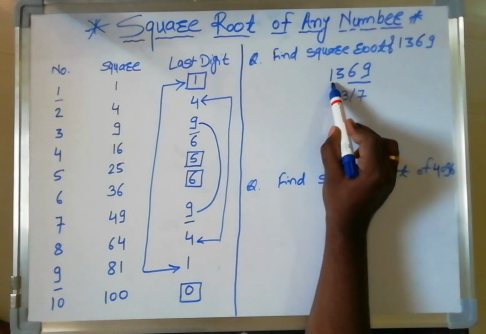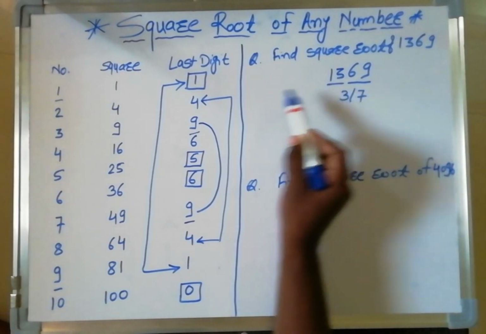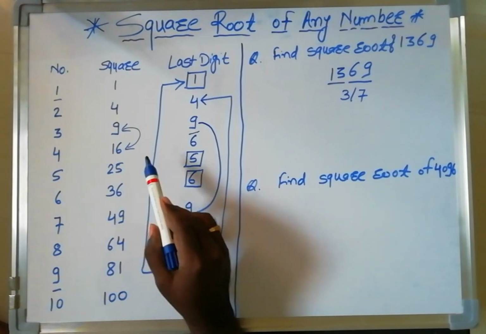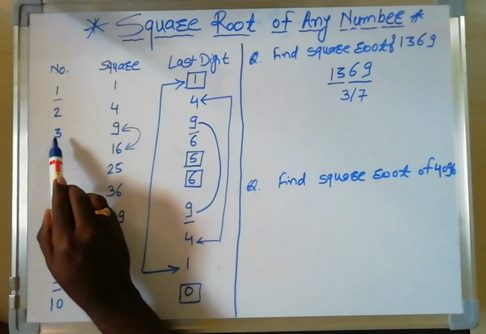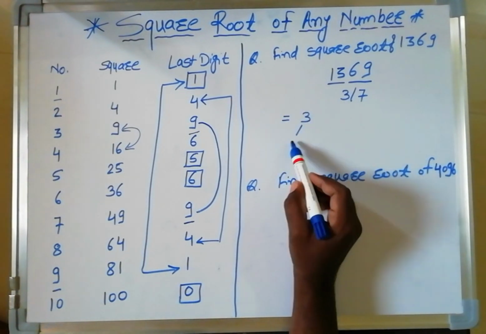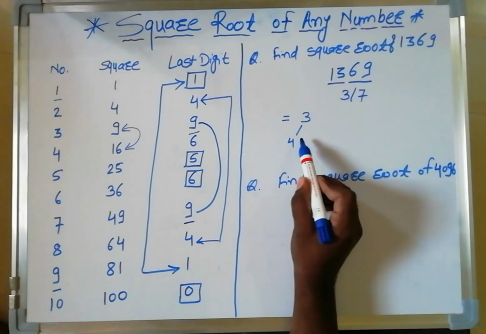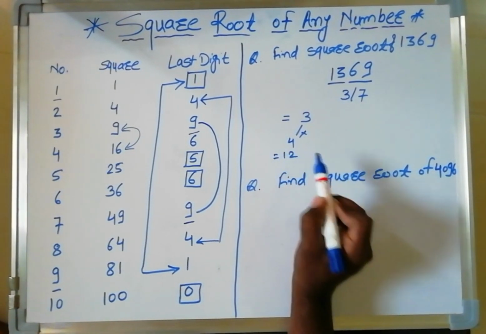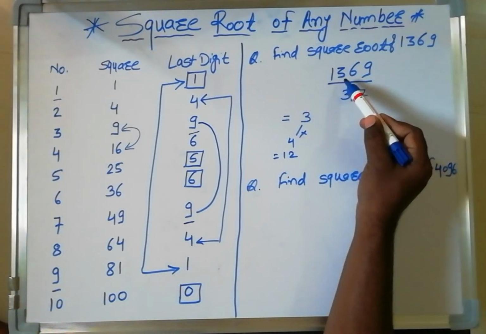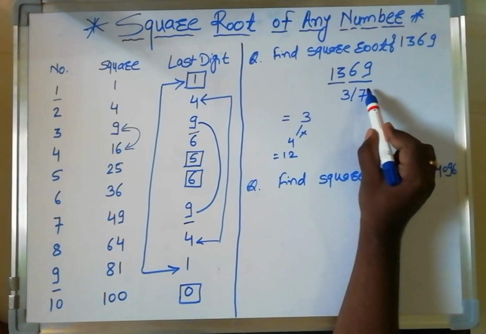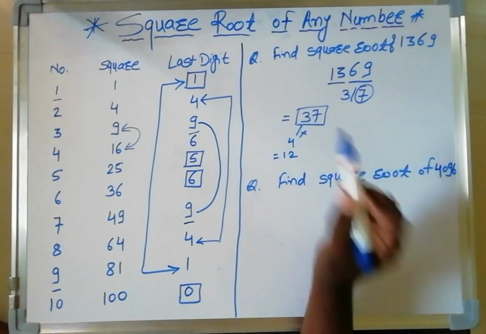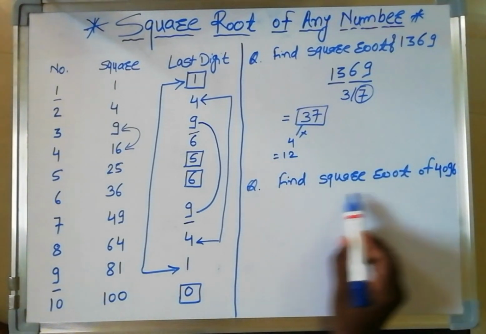Okay, now consider this 13. 13 comes in between 9 and 16. So take the smaller number, that is 9, whose square root is 3. Now the next number after 3 is 4, and the multiplication is 12. Now is 13 smaller or bigger than 12? It is bigger. So consider the bigger number from 3 and 7, so this will be 7. So the answer will be 37. Isn't it?